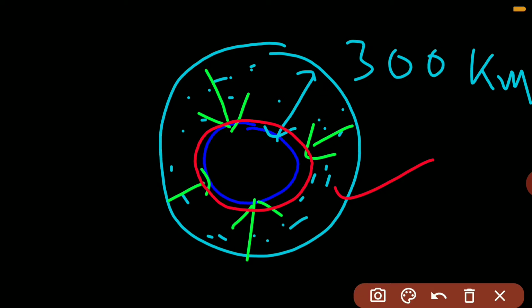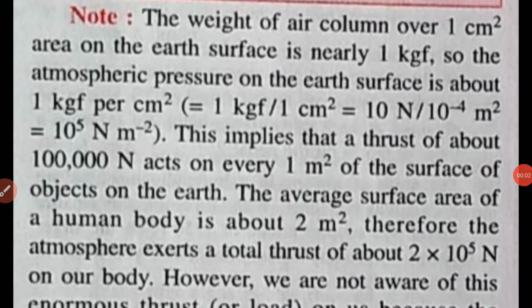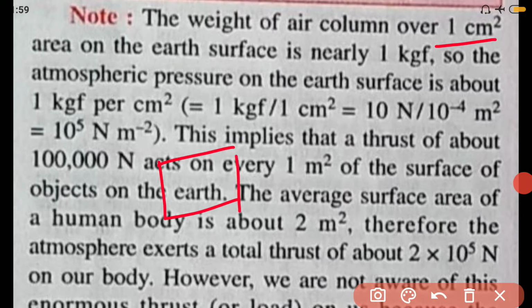Let us go to the book. Note the weight of air column over 1 centimeter square, nearly of this area, the red area, on the earth's surface is nearly 1 kgf. That means the atmosphere on top of this square here exerts 1 kgf of weight. So the atmospheric pressure on the earth's surface is about 1 kgf per centimeter square. That means the pressure exerted by the atmosphere on this particular area should be 1 kgf per centimeter square.